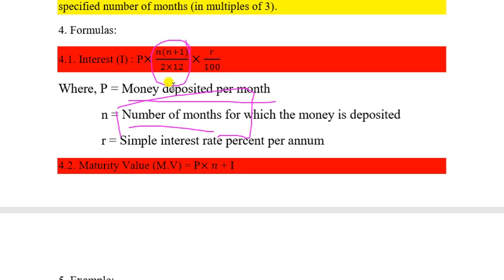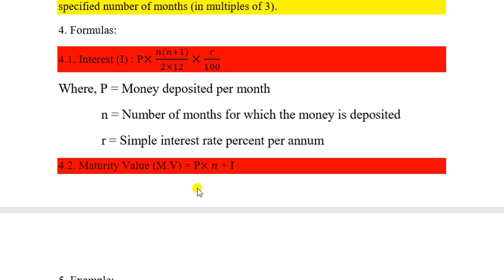Now R we know already, because this is the rate of interest. Next, one more formula, that is the maturity value. Maturity value means at the end of 1 year or 2 years, how much you are going to get from your account.